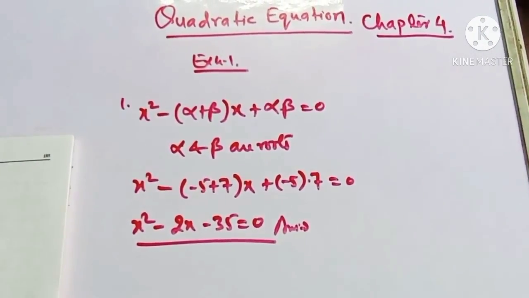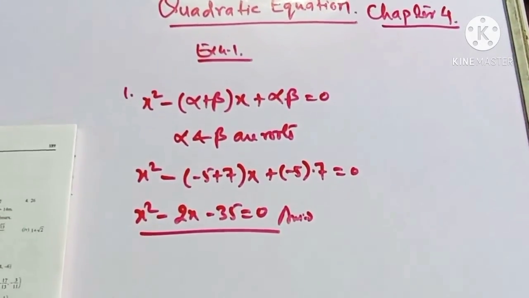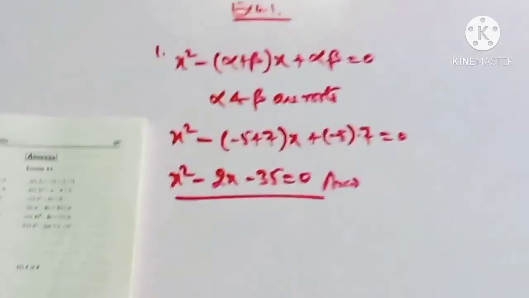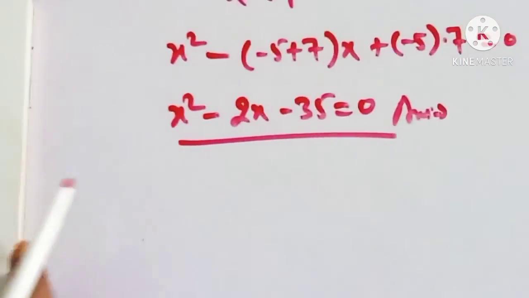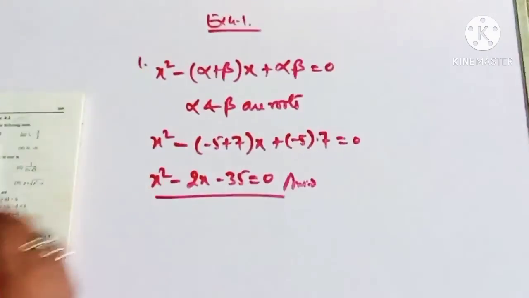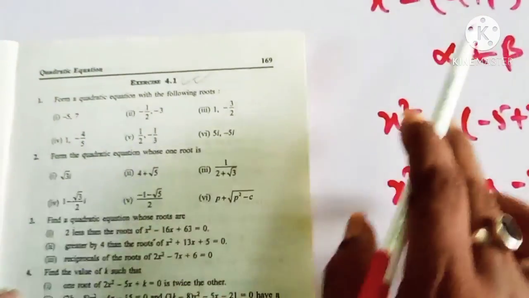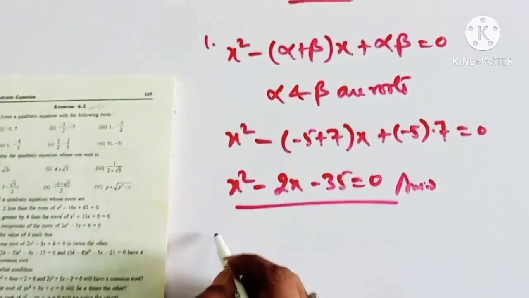Let me see the answer in 4.1. See, this is the answer: x square minus 2x minus 35 equal to 0. So you can solve the rest of the questions using this formula. I have done only one for you.